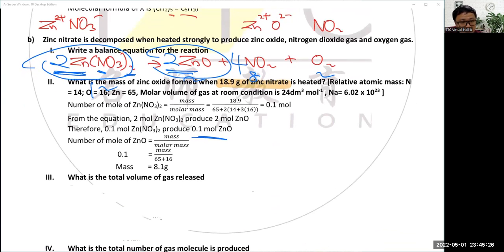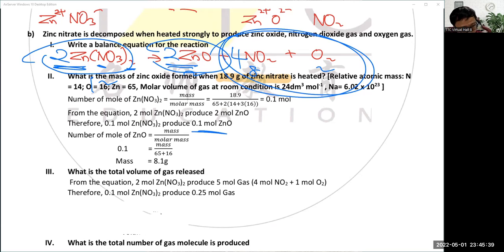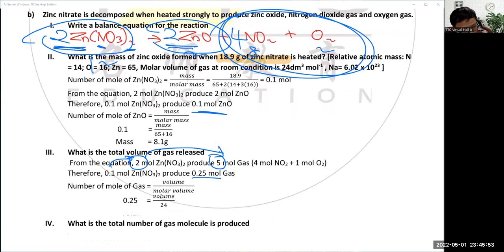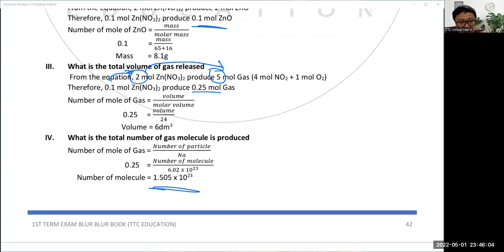So what's the total volume of gas released? Okay, for total volume of gas released, I got 4 plus 1. From the equation, 2 mole will produce 5 mole of gas, because 4 mole NO2 and 1 mole O2. So now I have 0.1 mole, I'll get 0.25, because 2 to 5: you take 0.1 divided by 2, then times 5, you get 0.25. Then once you have 0.25 mole, from there you times it by 24 to get 6 dm cube. Then to convert to particles, we just take 0.25 times 6.02 times 10 to the power 23, and you'll get how many particles of the gas released.